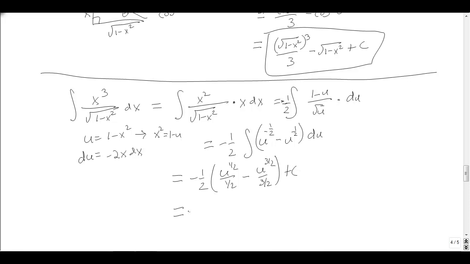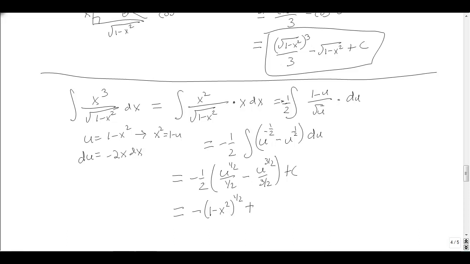And if you dress this all up, we could distribute the negative 1/2. So you get negative 1/2 over 1/2, that's just a negative, u to the 1/2. U is 1 minus x squared, to the 1/2, or minus the square root of 1 minus x squared. Note that's our second term up here. Minus minus becomes a plus, so we're working on our first term. You have your 3 in the bottom.